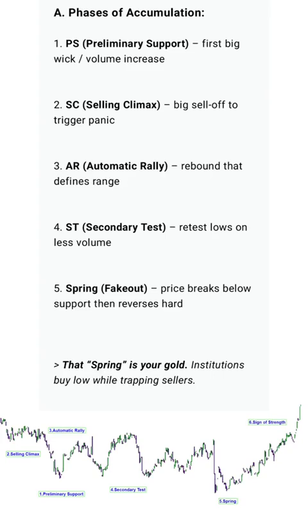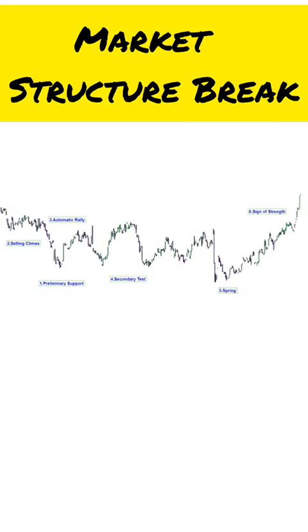5. Spring, fakeout: price breaks below support, then reverses hard. That spring is your gold. Institutions buy low while trapping sellers. Distribution works the same but flipped. You look for a UTAD, upthrust after distribution, a fake breakout above resistance.